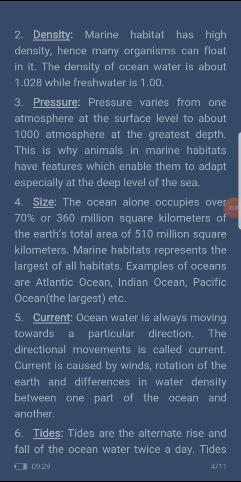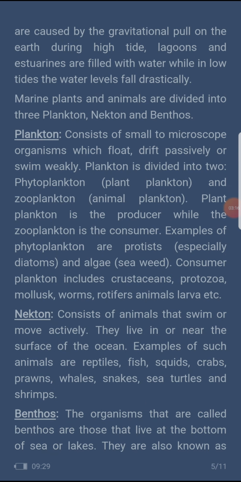So this is what causes tide, the rise and fall of ocean. If you've been to an ocean before, you see how the water rises and falls as a result of rotation of the earth. So tides are caused by gravitational pull on the earth. During high tide, lagoons and estuaries are filled with water, while in low tide the water levels fall drastically. Marine plants and animals are divided into three: plankton, nekton, and benthos.